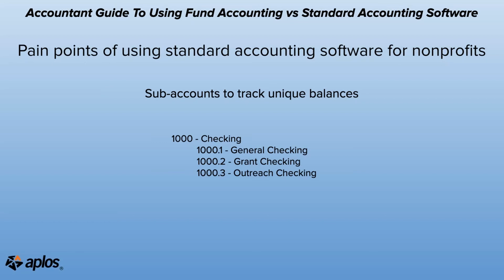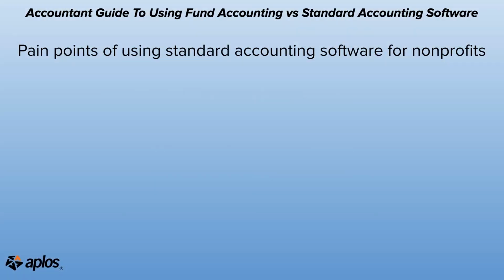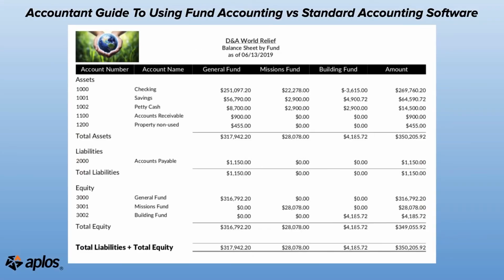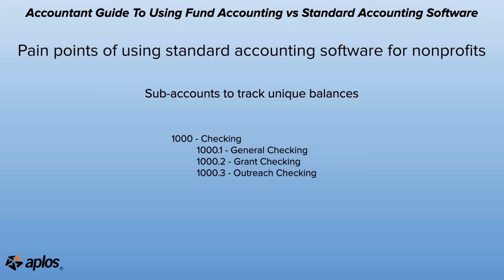One of these is setting up sub-accounts to track the detail of how much is allocated per fund. So for instance, back to this example, I have a checking account with $270,000 in it. Using a fund accounting system, I can quickly get to the total and then the total by fund. But without a fund accounting system, you're left having to set up sub-accounts to carry those unique balances. So let's say my checking account has $100,000 in it, and I want to track how much of that is general, grant, and outreach, because I need to make sure that money is separate.